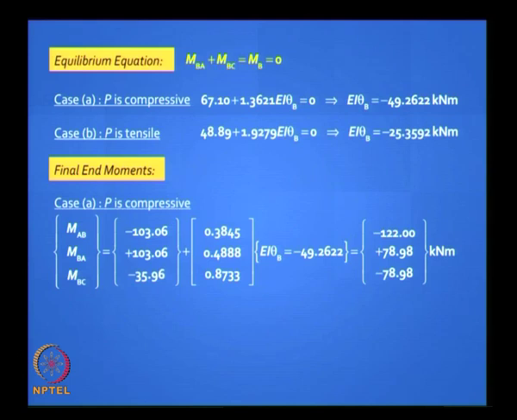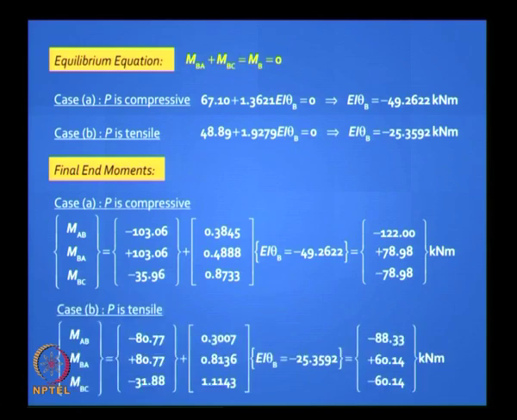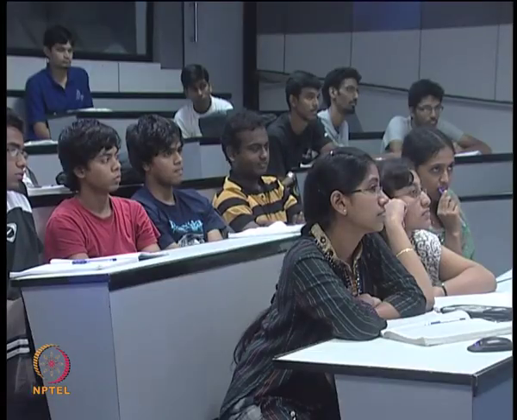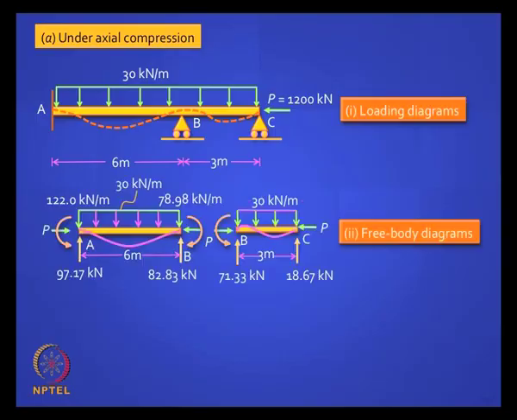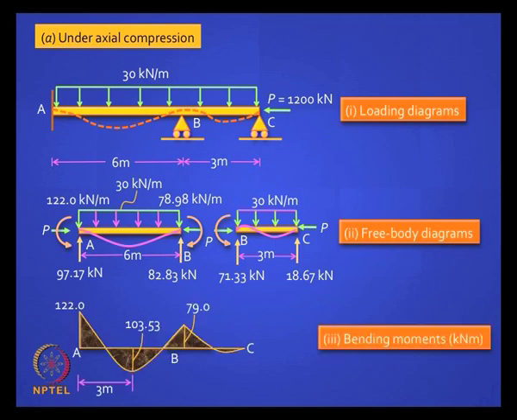Okay, then you plug in the values of EI theta, this is conventional slope deflection method, get your final moments. That is it. Then draw your free bodies, draw your bending moment diagram.